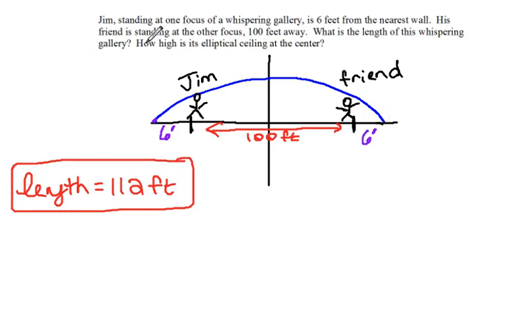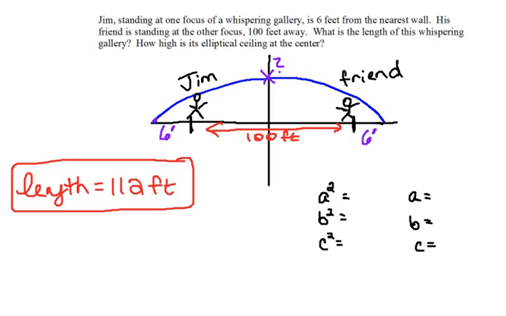Now the next part says, how high is its elliptical ceiling at the center? Okay, that one we may have to think about just a little bit longer. So if they want to know how high that elliptical center is, they want to know what this distance is. Well, the way we've drawn it in here, we've elongated it along the x direction, right? Let's go ahead and list out our a squared, b squared, c squared, a, b, and c, just in case we need it here.